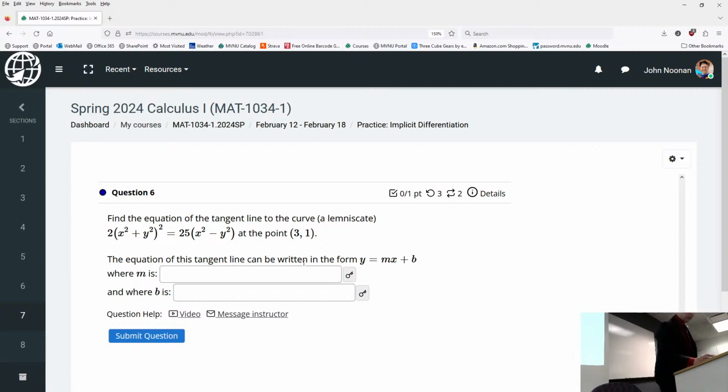So where am I on my list here? Allison, what's the derivative of y cubed? 3y squared. Beautiful, very nice. Kelsey, what about the derivative of negative 3y squared? Negative 6y. Pretty close, by the way.